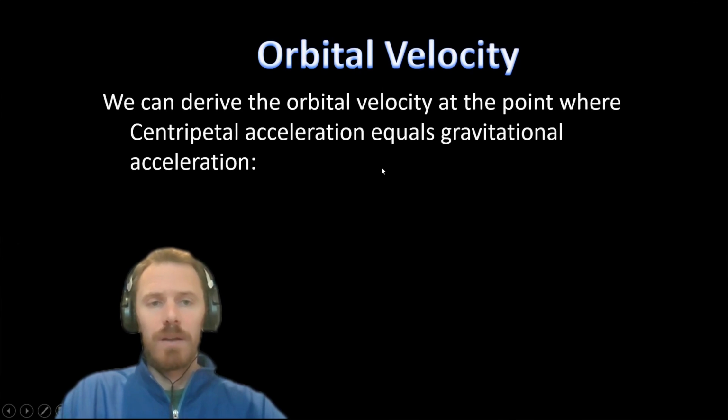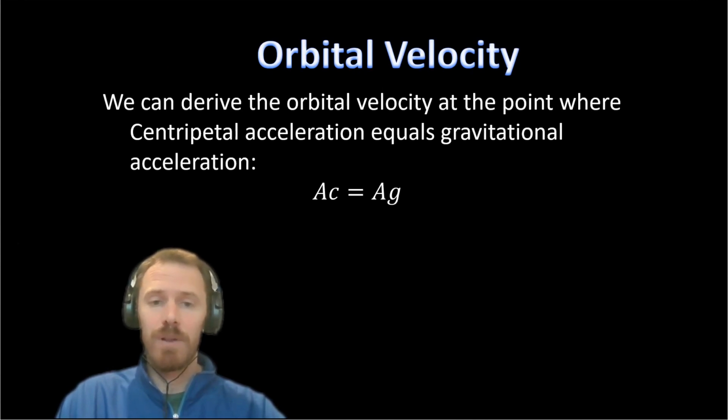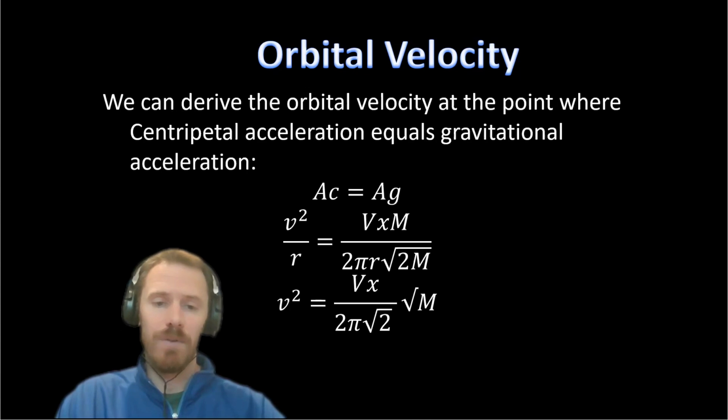We can also calculate the orbital velocity using the same equation. We can derive the orbital velocity at the point where the centripetal acceleration equals gravitational acceleration. So centripetal acceleration equals gravitational acceleration. We know the formula for both, and we end up with this new formula.